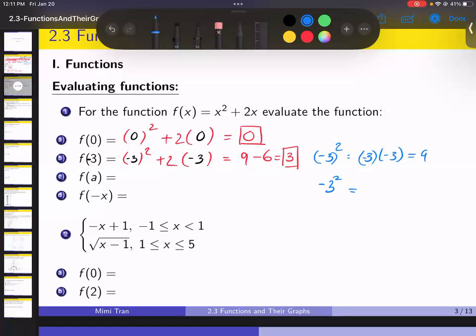Does the negative belong to the 3 and to the square? No, this is the same thing as -1 times 3 squared, right? So without the parenthesis, the negative is not going to be squared. Here you only square the 3, so negative 1 times 9, which is negative 9. So be careful, the parentheses make a huge difference.